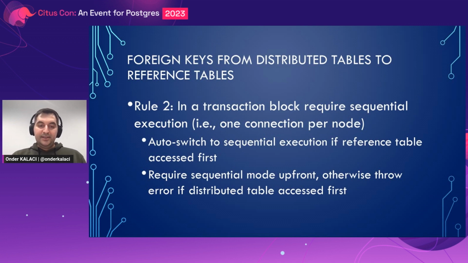And actually, the second bullet, which requires sequential mode upfront, is the one I explained first. So if you are accessing a distributed table that has a foreign key to a reference table, then that operation cannot be parallel, because that would mean that the next command on a reference table should throw an error. So that's why you can set it upfront.